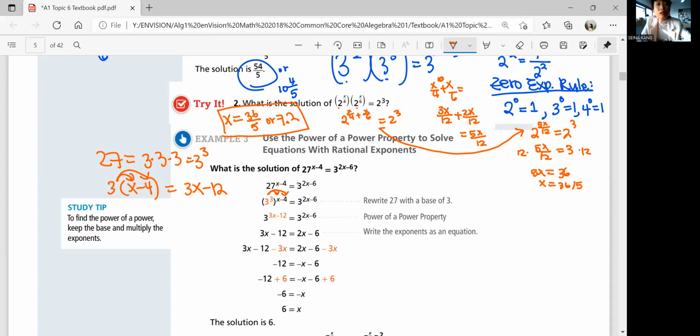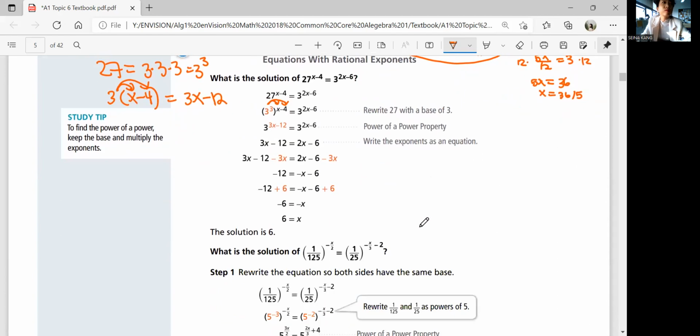Right? And then you're just going to solve for x, subtract 3x on both sides, add 12 and 6 on both sides, and then divide by -1. You get x is equal to 6. Solution is 6. Okay.